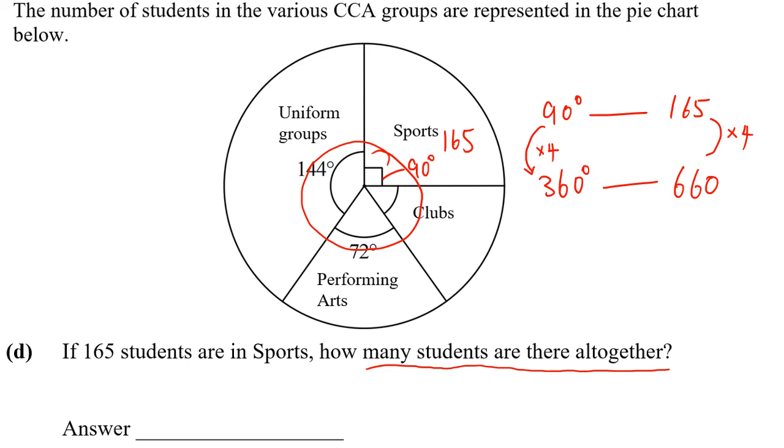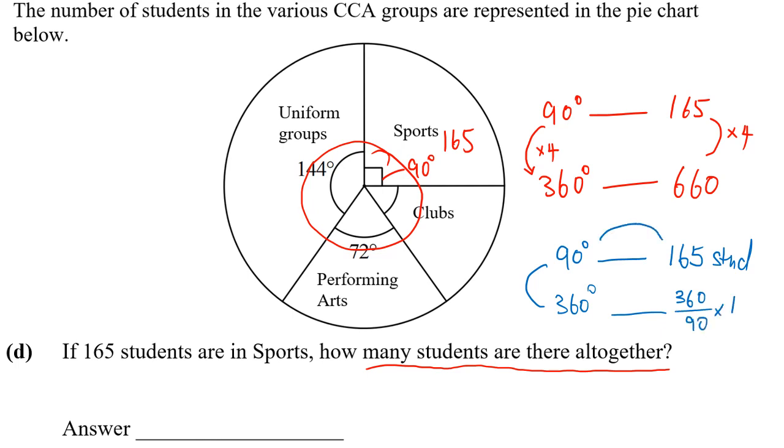Another way is to use the previous method that we have used. So we have 90 degrees represented by 165 students. So 360 degrees is how many students? So we can first divide. So 360 divided by 90, and then we multiply. This will give us the same answer of 660.